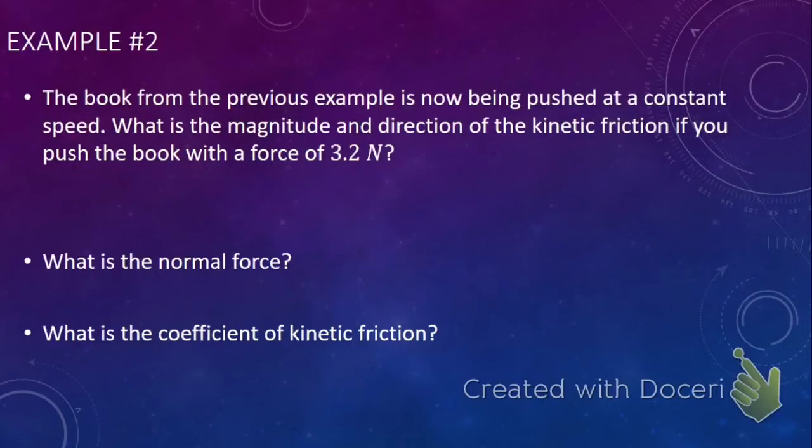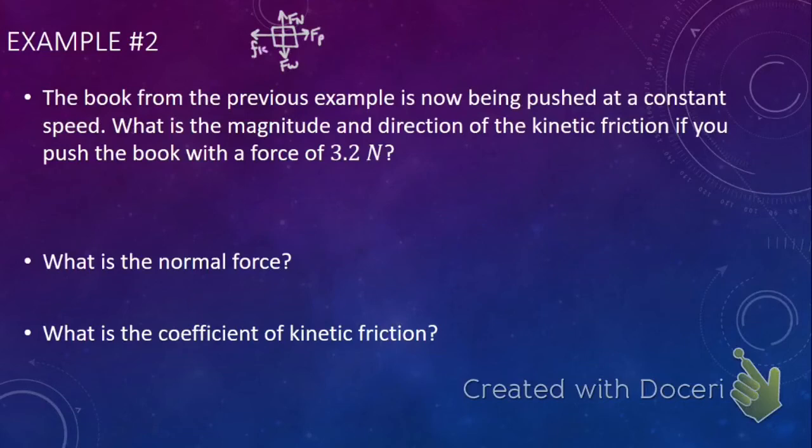So we can go ahead and look at an example problem for this particular case. We are going to look at the magnitude and direction of the kinetic friction if you push the book with a force of 3.2 newtons. So we are going to do as we've started all of our other problems and start by drawing a force diagram. I'm going to draw it up here at the top since I'm going to use it for all 3 problems. So I have my object. It has a weight. It has a normal force. It has the force of push. And it has the kinetic friction.